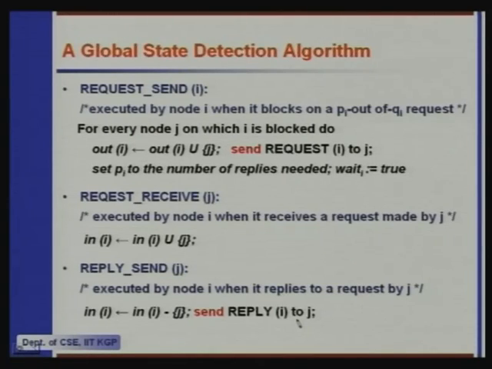This will be done when the node I is able to reduce itself. When it is able to reduce itself, it will then send replies back to its inward dependencies, saying that I am going to free this up. So this reply message is actually a message which tells j that I is freeing up the resource for which j is waiting.